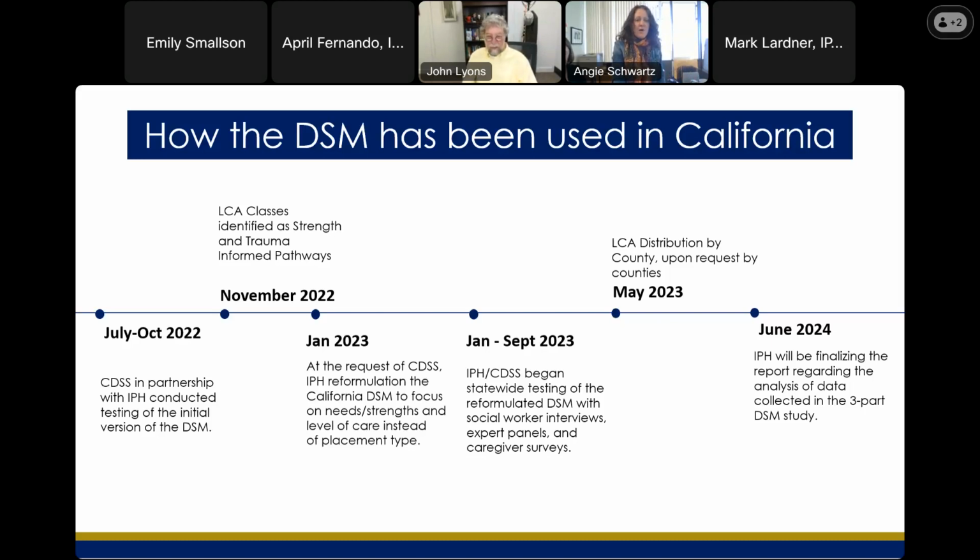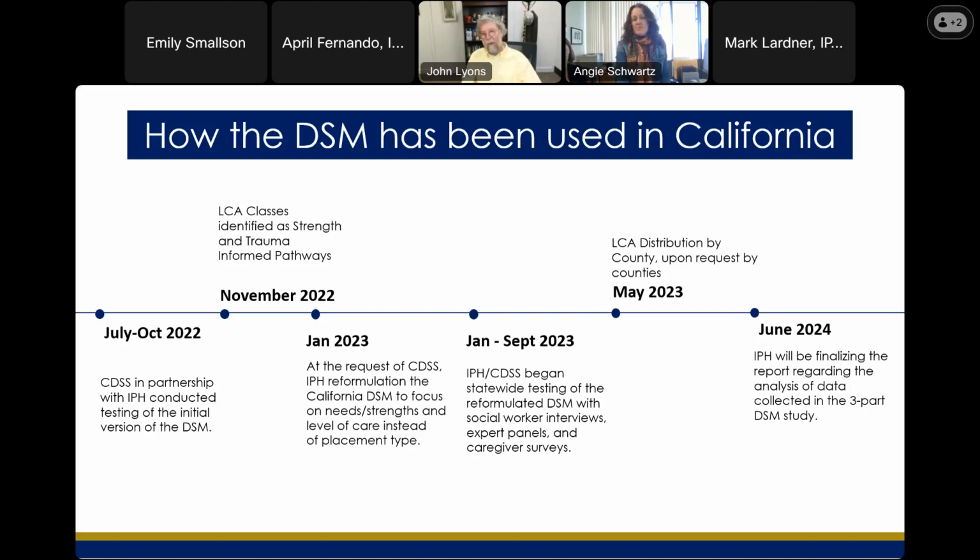And so at our request, IPH began to reformulate the decision support model to focus on those needs and strengths and the level of care instead of just the placement type. And so that's the description of exactly what that entailed that you just heard. In January through September of 2023, the department with IPH also began testing the reformulated DSM with social worker interviews and expert panels and caregiver surveys.